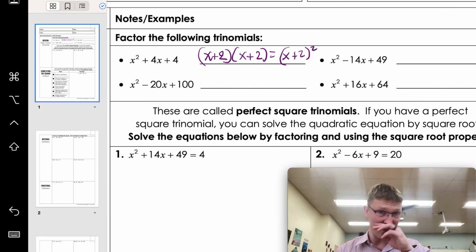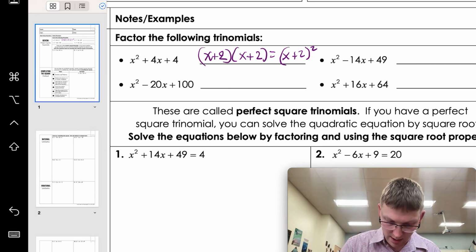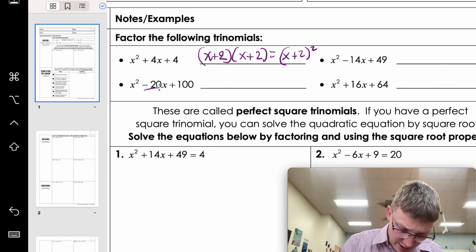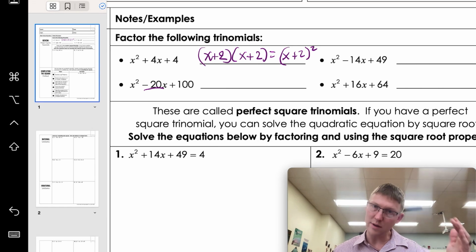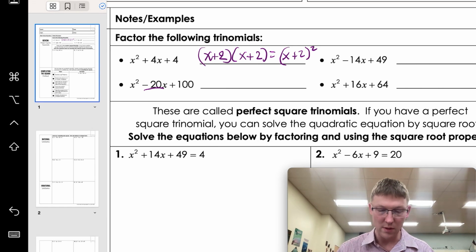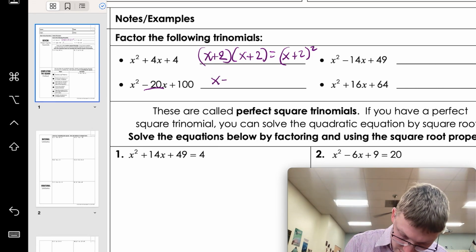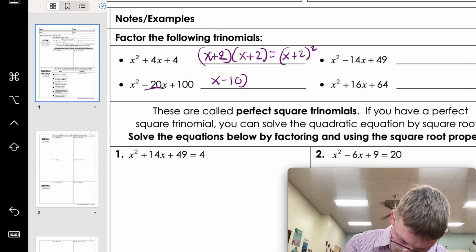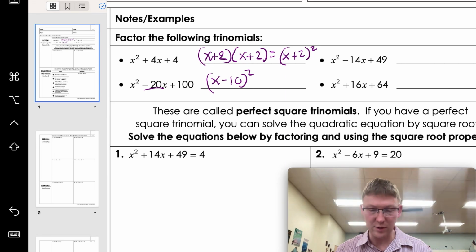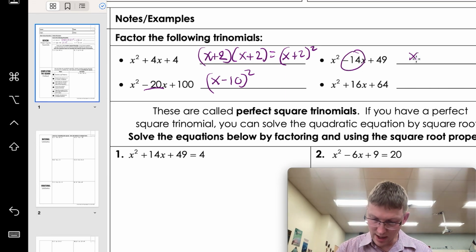So, a couple of review examples for factoring perfect square trinomials. I can look at this one right here, and because I know that it's a perfect square trinomial, there's a pattern. I can just divide that by 2, and I quickly know that x minus 10 squared is going to be the answer. Same thing here, we've got x minus 7 squared.